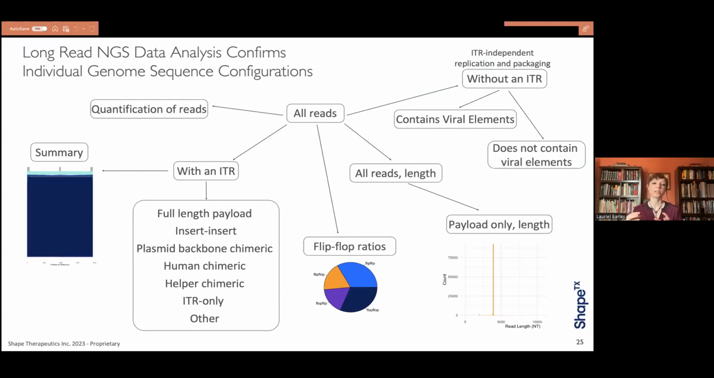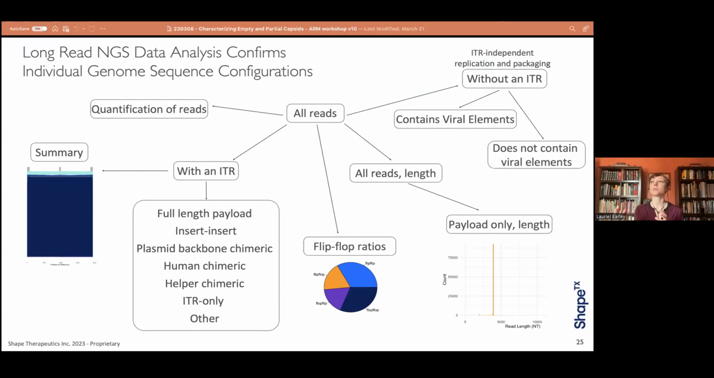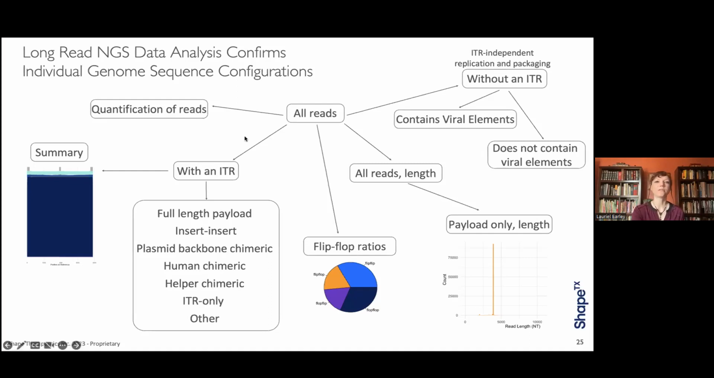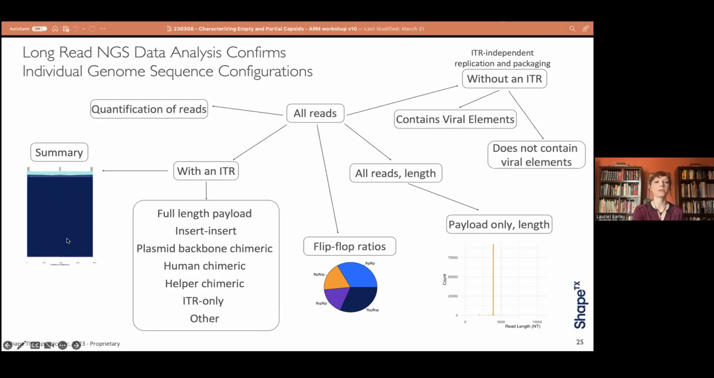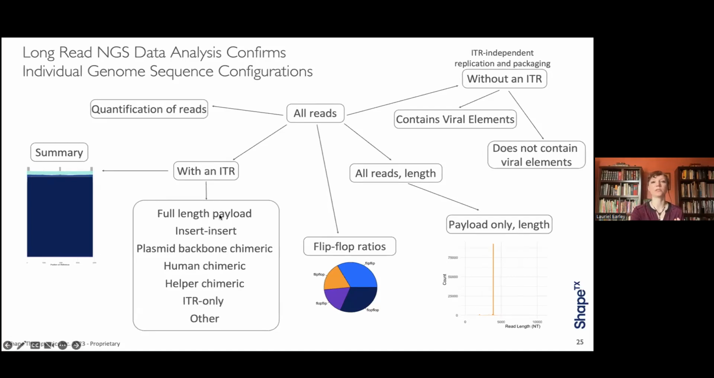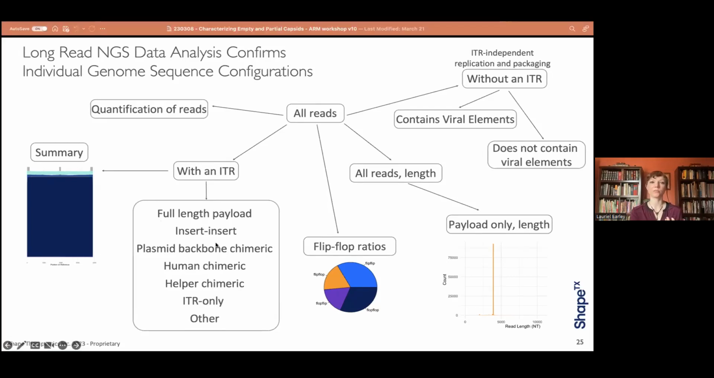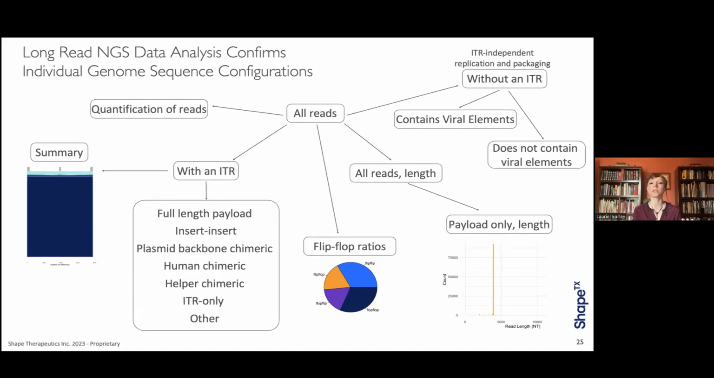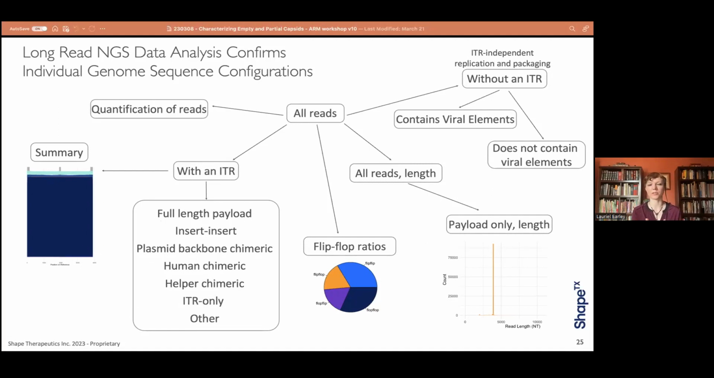By looking at things that don't contain ITRs, we might be able to catch incidents where you have an ITR independent packaging mechanism, such as has been described for the P5 element, the promoter element for rep, which contains a rep binding sequence and an alternative terminal resolution site. If it does have an ITR, we can map it on our summary map here, aligning everything against the payload reference map and seeing what categories of types of genomes we have. That could be our full length payload, various kinds of chimeric genomes, and also ITR only. Our other category is a catch-all for things that might map multiple categories, or where the algorithm is just unsure where to place it.